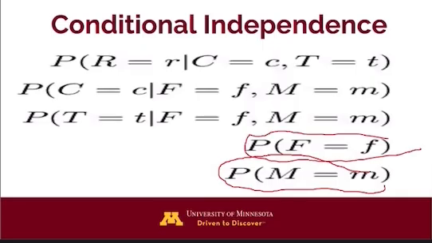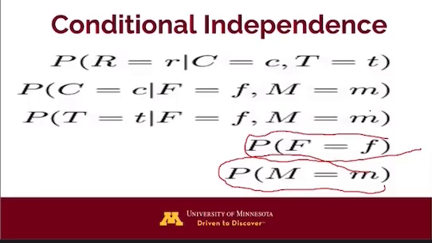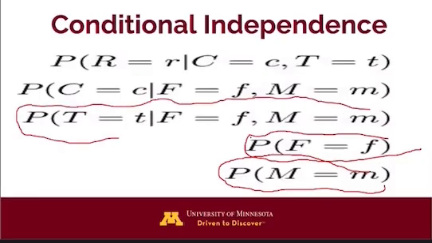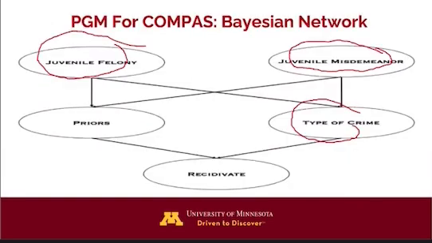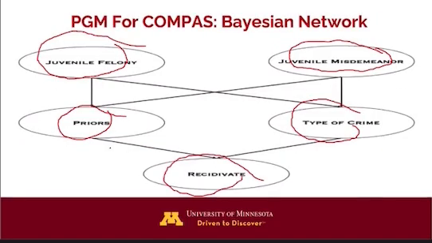The next one is type of crime. Type of crime depends on the two juvenile variables, and that's why you see the type of crime here. The probability of the crime depends on the two juvenile variables. And not only that, this other node also depends on the two juvenile variables. And finally, this node only depends on the current type of crime and the history of conviction as an adult.